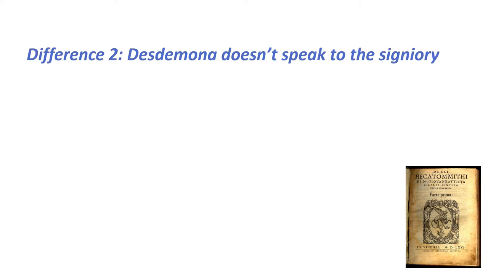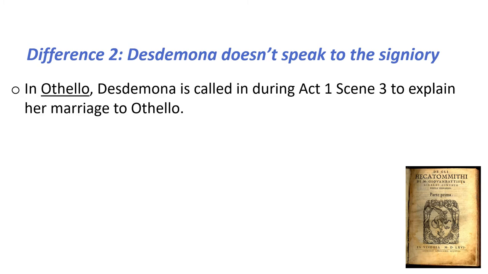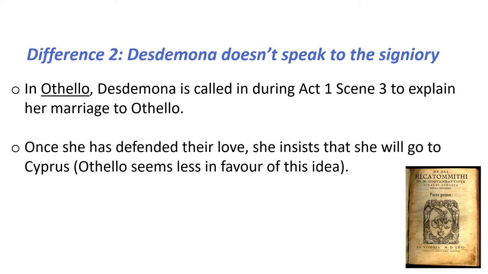Difference two: in Cinthio's tale, Desdemona doesn't speak to the signory. In Othello, Desdemona is called in during Act 1, Scene 3 to explain her marriage to Othello, and she has to speak before all of the senators and her father in this very male-dominated patriarchal setting and justify what's happened. Her speech is crucial to persuading the Duke to allow the marriage to remain. And she also convinces him that she's going to go to Cyprus. Once she's defended their love, she insists she's going to go to Cyprus. And Othello really seems less in favour of this idea than he is in Cinthio's tale.